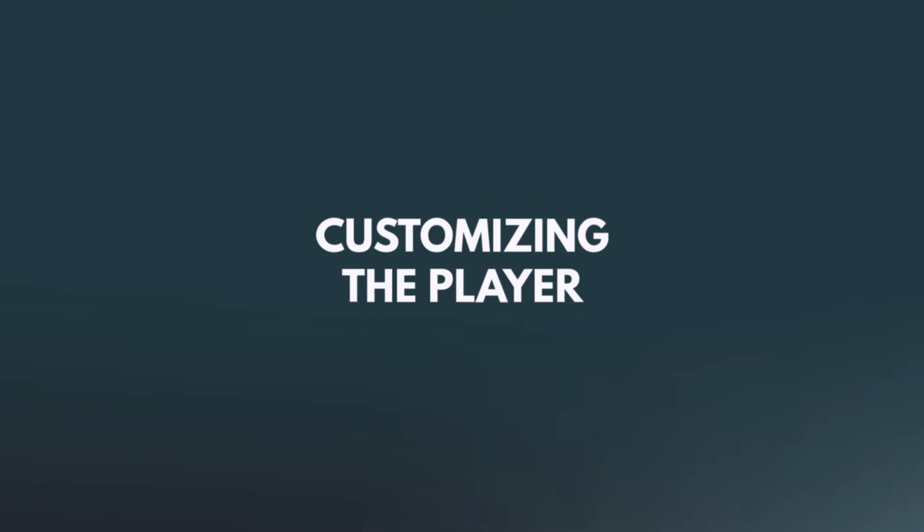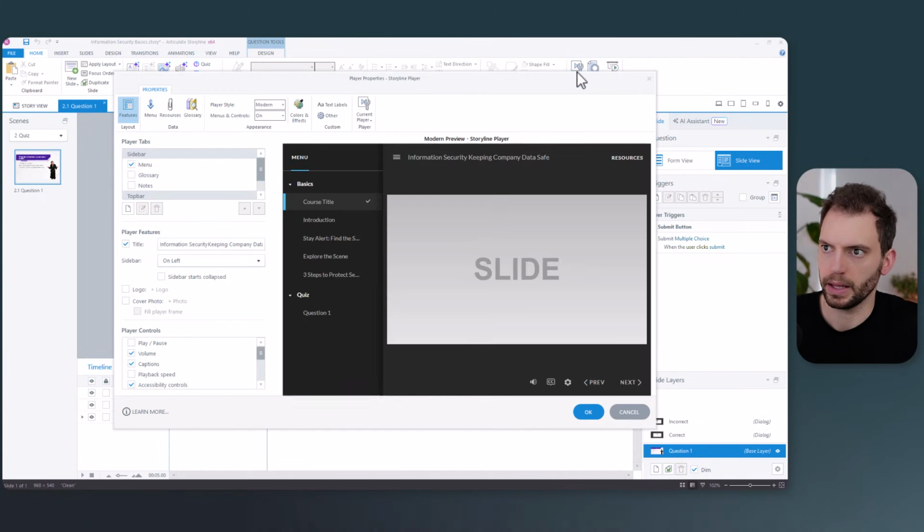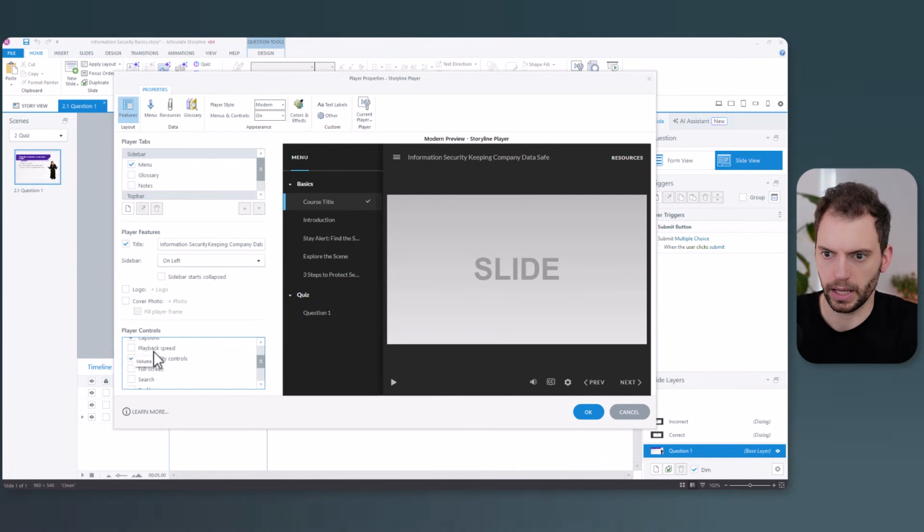Okay, so before we look at how we can publish this course, I think it is time that we think about how the player should look. And to edit the player, in the Home tab, click on Player. And then in this window, we have a whole lot of options to customize our player. One thing that I want to point you to is for this project, because we have a slide that is narrated, maybe we should add a play and pause player control, and also a seek bar. I think this would be a great addition.